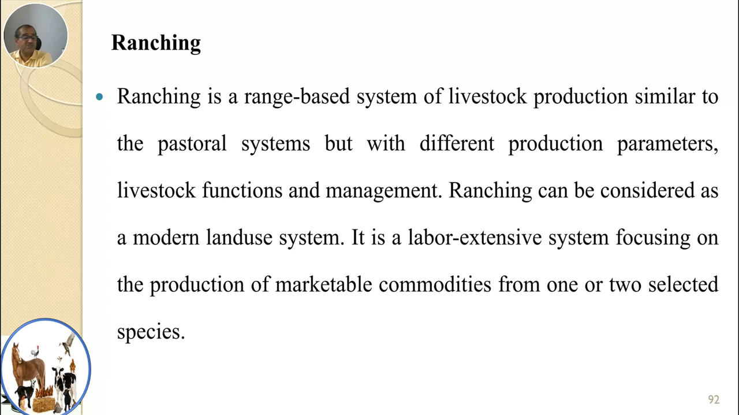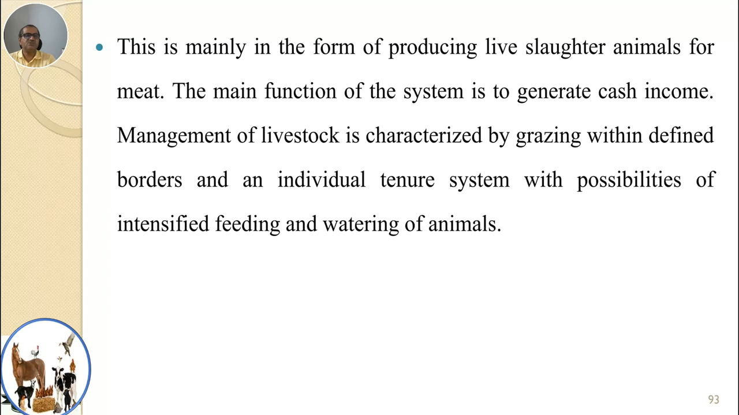especially selected species that are grown in a confined vicinity. Hence, this system is mainly a farm producing live slaughter animals for meat. The main purpose of this is to generate fast income or cash. And sometimes making the animals graze means the owner has less input in the form of artificial feed, which reduces the cost of production of the animals and gives more profit.